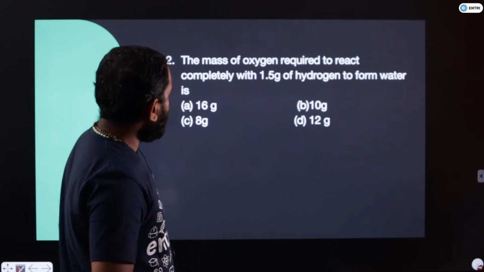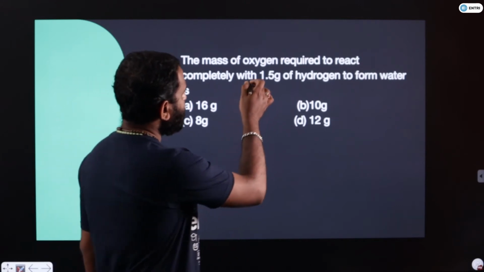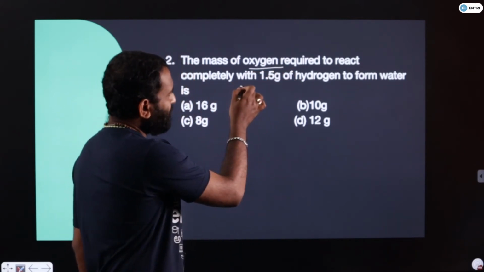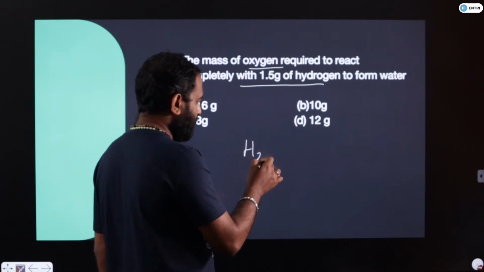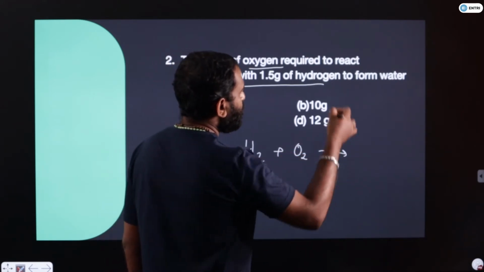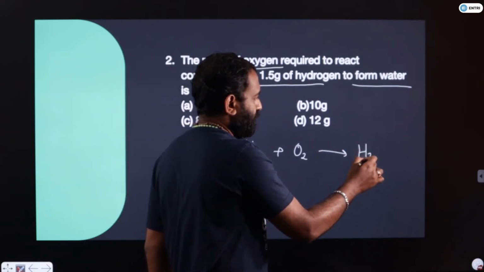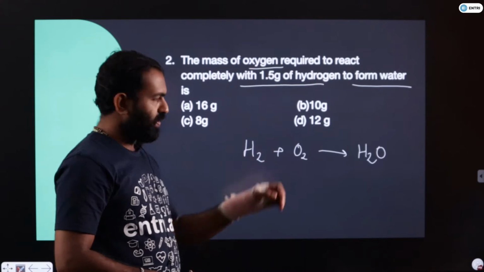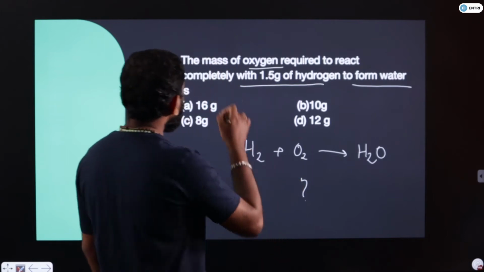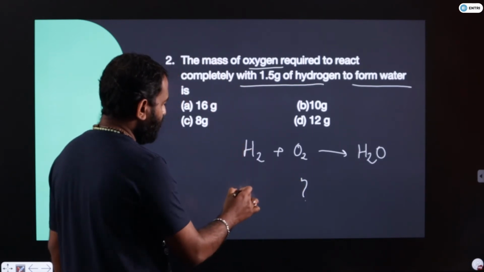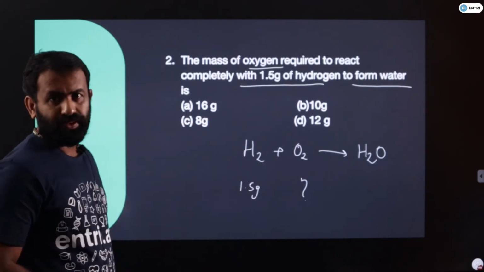Then the mass of oxygen required to react completely with 1.5 gram of hydrogen to form water. Here oxygen reacts with hydrogen. So the reactants are hydrogen and oxygen, and the product formed is water, H2O. Then the mass of oxygen required to react completely with 1.5 gram of hydrogen. So based on hydrogen, how much oxygen is required to form water?